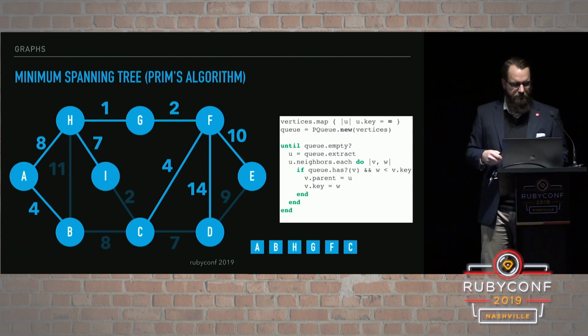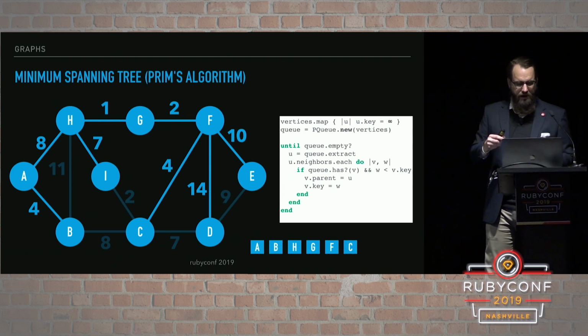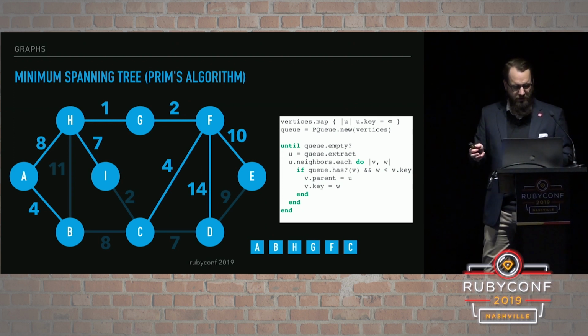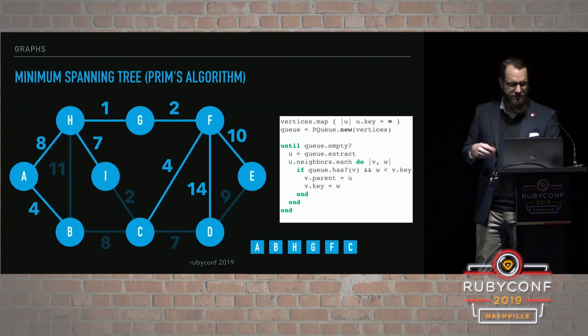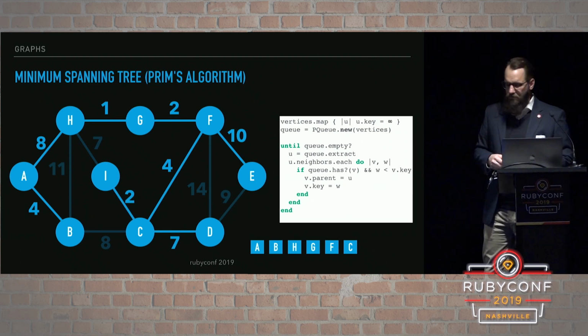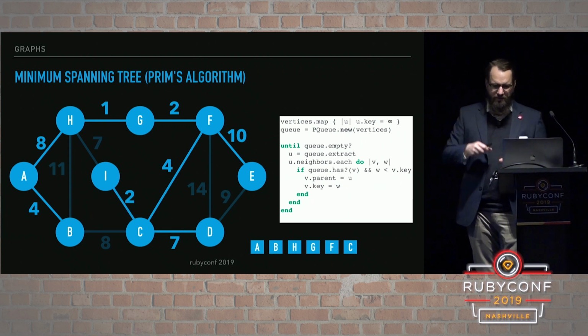For C, we're not going to add B, because that's already added with a 4. We're not going to add F, because that's already added with a 2. But D is going to change, and it looks like I is going to change as well, because I was added with a 7. And we can do better than that. We can add it with a 2. So we see the tree is morphing as we're going.